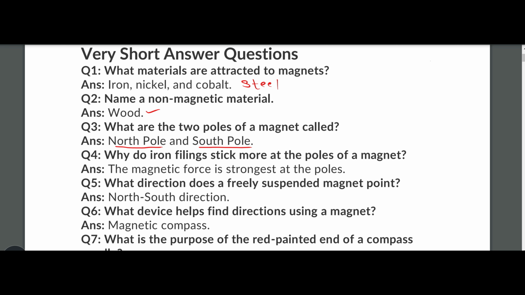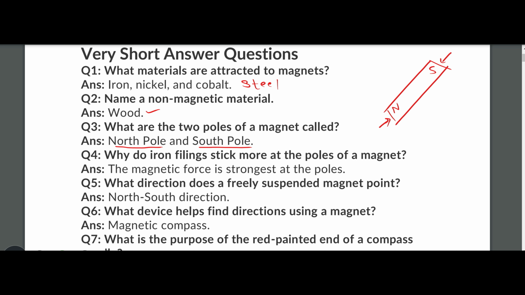Why? Because at the poles of the magnet we have two ends. One pole we call the north pole and the other pole we call the south pole, where the magnetic strength is more. So all iron filings are attracted more at the ends of the poles. The magnetic force is strongest at the poles. That's why iron filings stick more at the poles of a magnet. Is it clear, everyone? Okay.